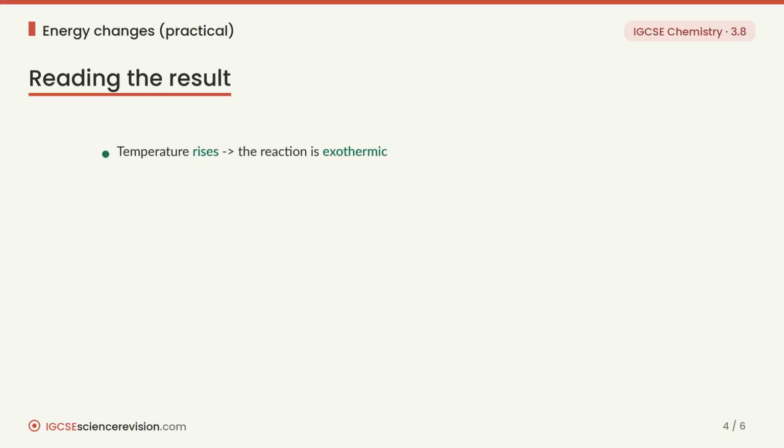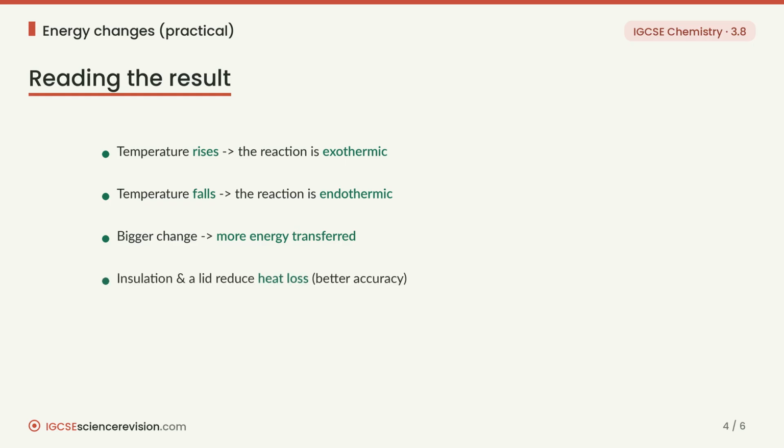Reading the result is straightforward. If the temperature went up, the reaction released heat, so it's exothermic. If the temperature went down, it took heat in, so it's endothermic. And the bigger the temperature change, the more energy was transferred per amount of reactant. To make it accurate, we insulate the cup and use a lid to cut down heat loss to the surroundings. The less heat escapes, the truer our reading.